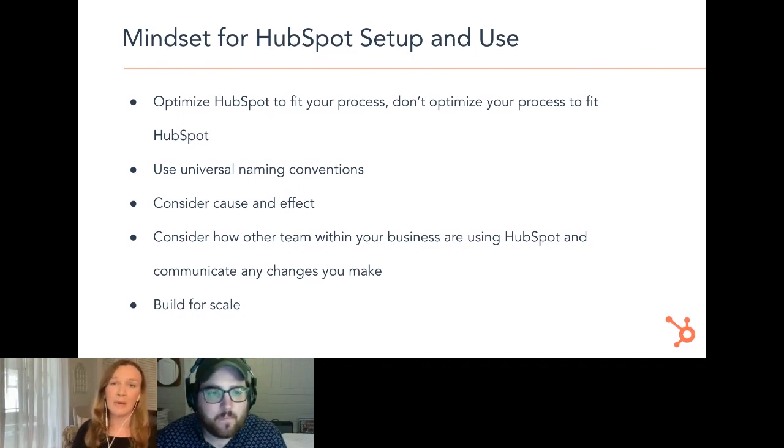You also want to think about really important but simple things like universal naming conventions. If you're doing anything from creating a list, creating a workflow, creating properties, make sure that whatever you're naming those different entities, it's something that people are going to understand later on. It's something that even cross-departmentally, the marketing team and the sales team are all going to understand what that is intended to do based on how it's structured. You're going to want to consider cause and effect, right?